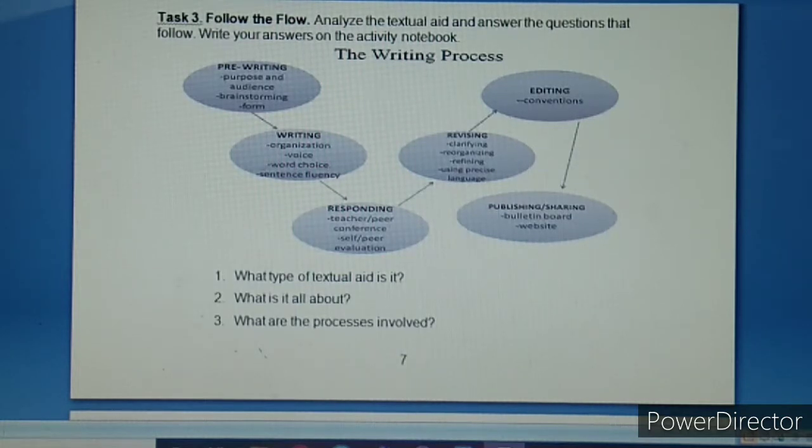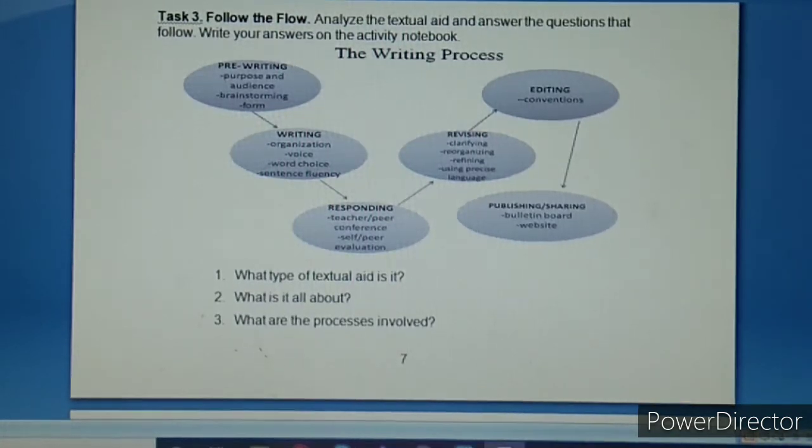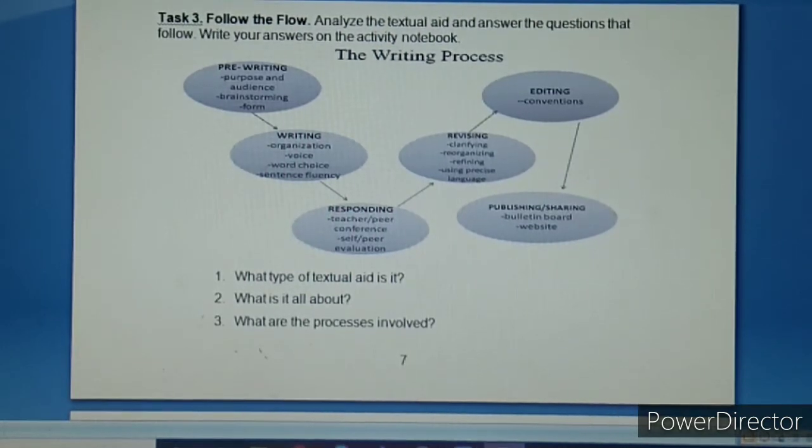What are the processes involved? There are 1, 2, 3, 4, 5, 6. The processes involved are pre-writing, responding, editing, writing, revising, polishing, and sharing. Those are the processes involved in this writing process. Are your answers correct, guys? Very good.